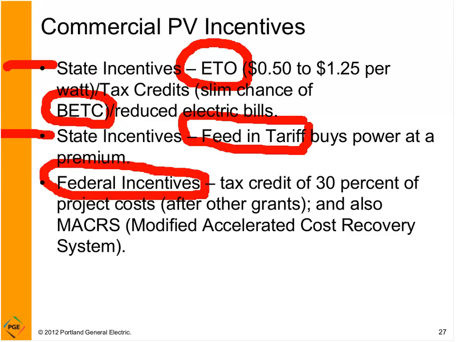On the federal side, everybody's eligible for a tax credit of 30%. Again, it's for eligible costs. In other words, after Energy Trust incentives, you're also eligible for the MACRS or the Modified Accelerated Cost Recovery System. Again, that's worth about 10% of the cost.